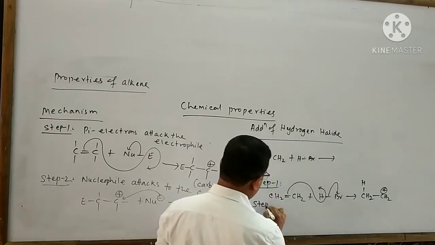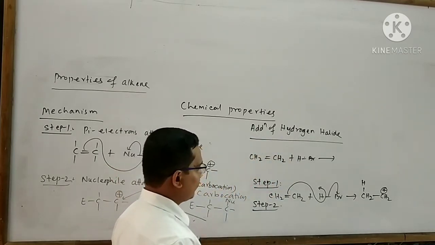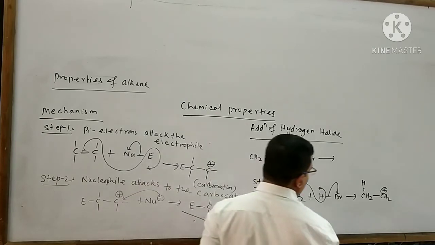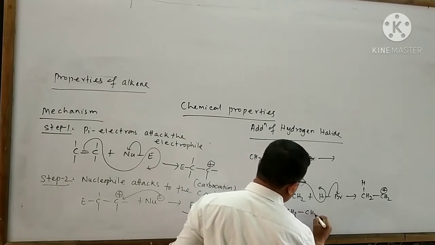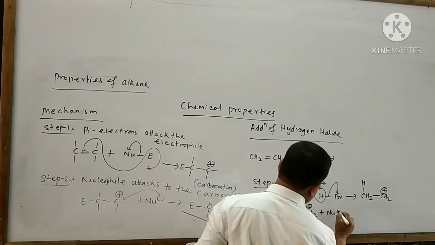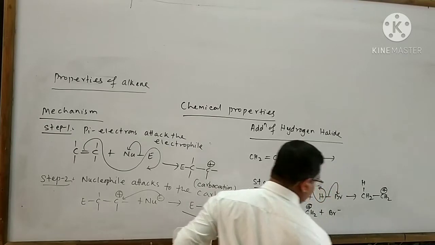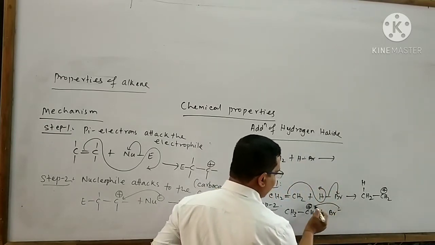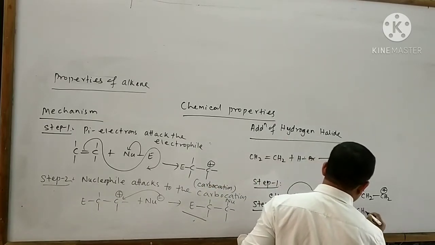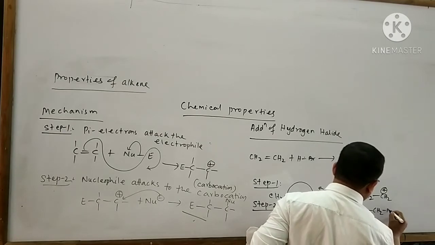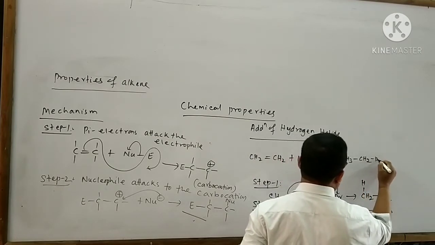In step number 2, this carbocation is attacked by the nucleophile. That means the nucleophile will attach here. So I can write like this: CH3-CH2 plus plus Nu minus. Here Nu minus means Br minus. Now Br minus attacks this carbocation. So I can write the product like this: CH3-CH2-Br.